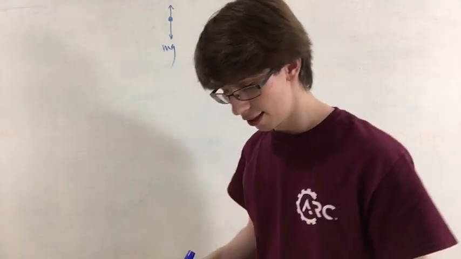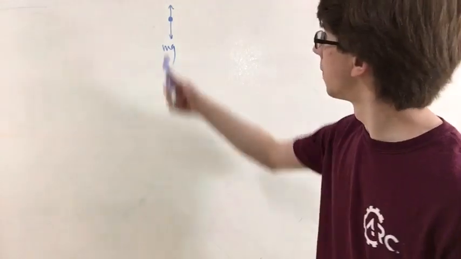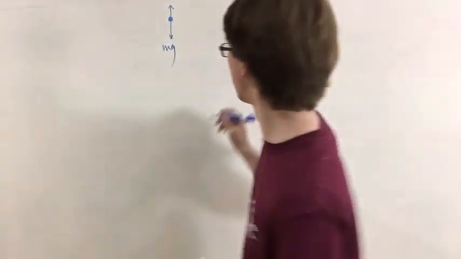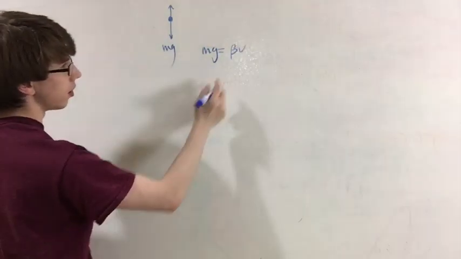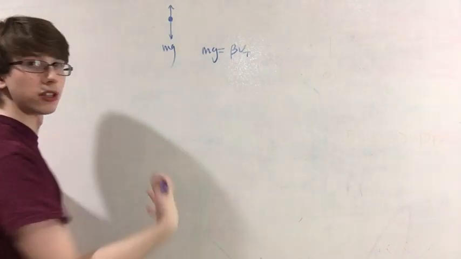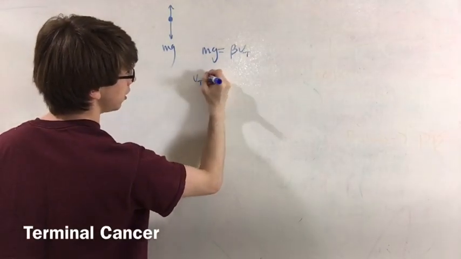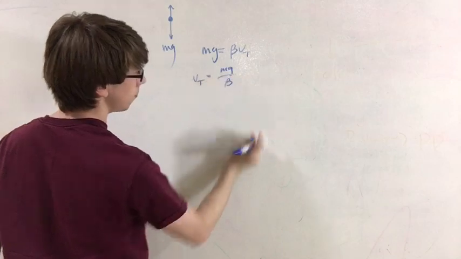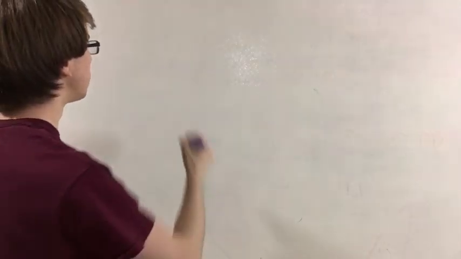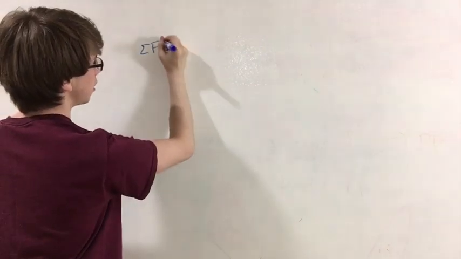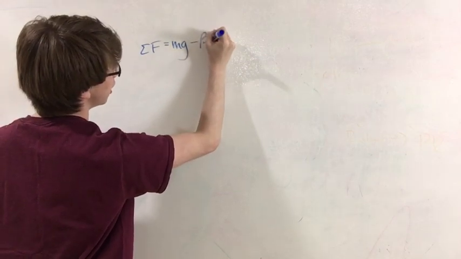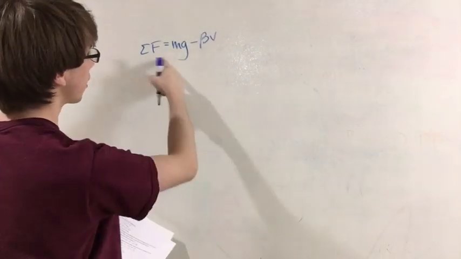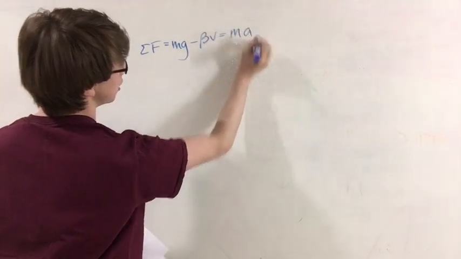Simple. So at terminal velocity, your drag force is equal to your weight. So that just means that mg is equal to beta v. So we'll say v sub t for terminal. So that means v sub t is equal to mg over beta. Is how to derive the equation for velocity. Well, our sum of forces is just your weight, because we're going downwards, minus that drag force, and that is equal to the mass times the acceleration.